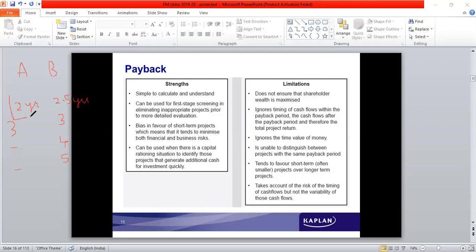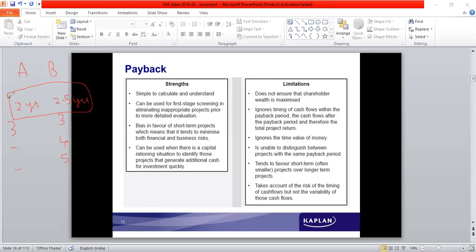The decision is about which one is giving back the investment at an earlier stage. So earlier, the better. So 2 years and 2.5 years, when we are looking into that, A is better, accept A. It says that they ignore timing of cash flow when the cash flows are earned. It ignores the time value of money, and is unable to distinguish between projects with the same payback period.